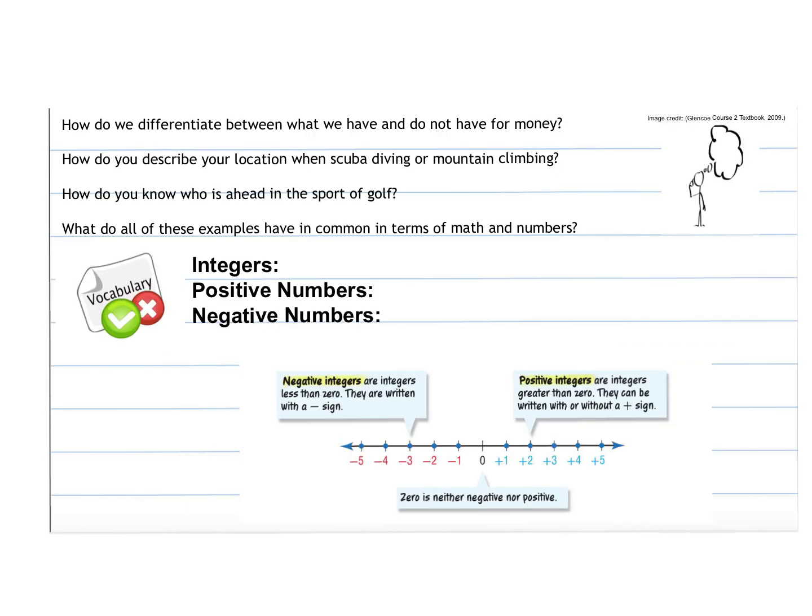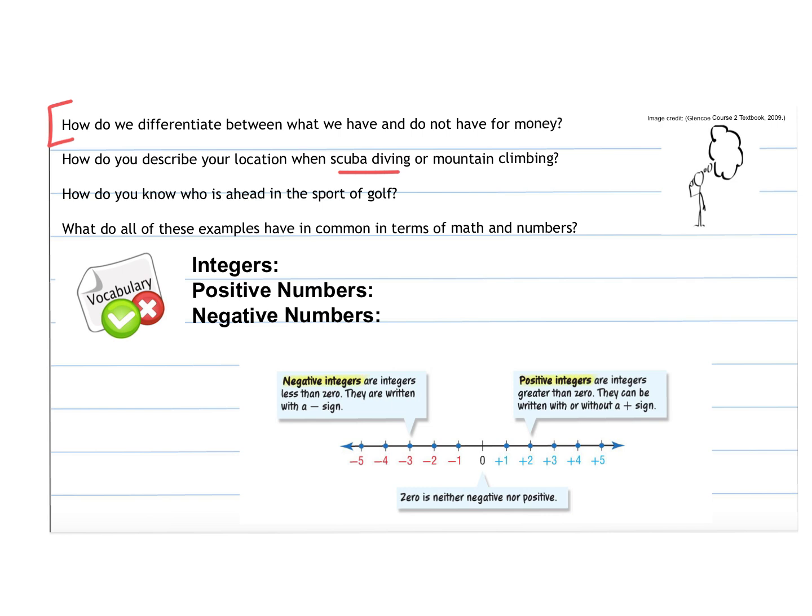Before we talk about integers, let's talk about some ways that we would use them in our lives. So how do we differentiate between what we have and do not have for money? If we have a certain amount of money, we have a positive amount of money. If we owe someone money, then we would have a negative amount of money. How do we describe our location when scuba diving or mountain climbing? Scuba diving, we are below sea level, so we would talk about that using a negative number. And mountain climbing, we are way above sea level, so then we would use a positive number for that.